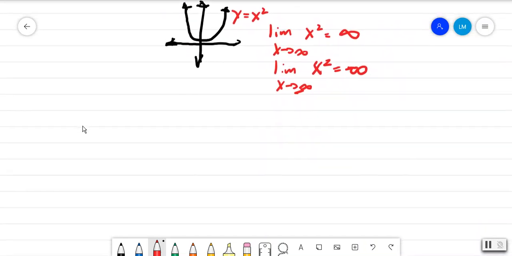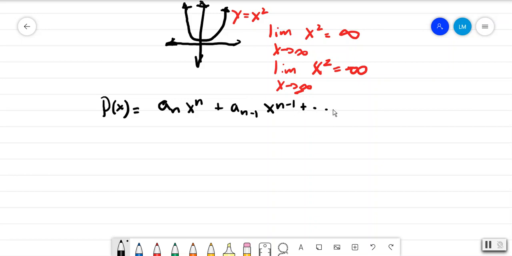Okay, so in this case, this tells me several things. I'm going to have to basically define a polynomial that we call p of x. P of x is a polynomial, a sub n x to the n plus a sub n minus 1 x to the n minus 1 plus all the way down to a1 x plus a0.